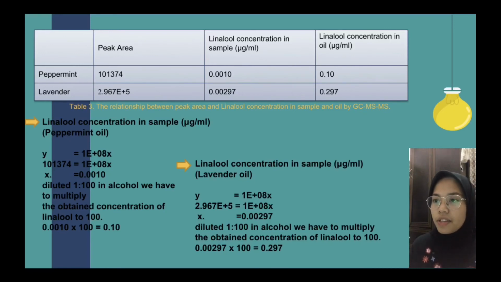Next, to find the linalool concentration in sample in lavender oil, first y equal to 1 exponent 8 x, substitute the peak area, which is 2.967 exponent 5, so we get the value of x is 0.00297. Since we diluted 1:100 in alcohol, we need to multiply the obtained linalool concentration by 100, so we will get 0.297, which is the value for linalool concentration in oil.